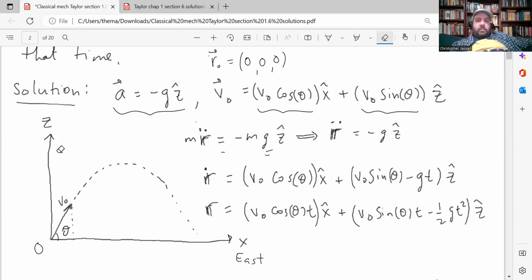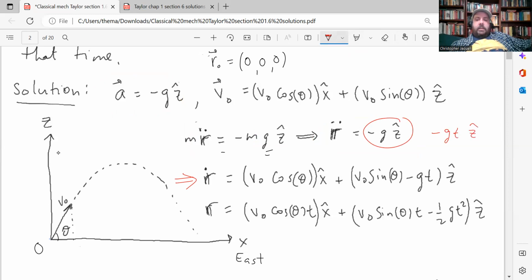And now we just solve the equations with the information that they gave us. Right, so integrate with respect to time. That gives you the velocity. If you integrate this with respect to time, you get negative g t z hat plus an arbitrary constant. Not necessarily v0, but maybe I'll just call it c. So c will end up being the initial velocity in the z direction, which is this. So that gives you this part for the z component of the velocity.